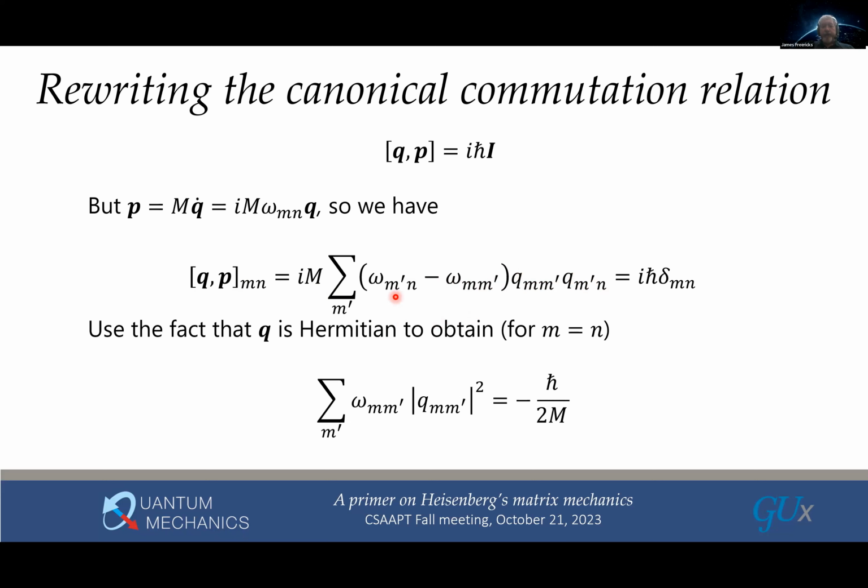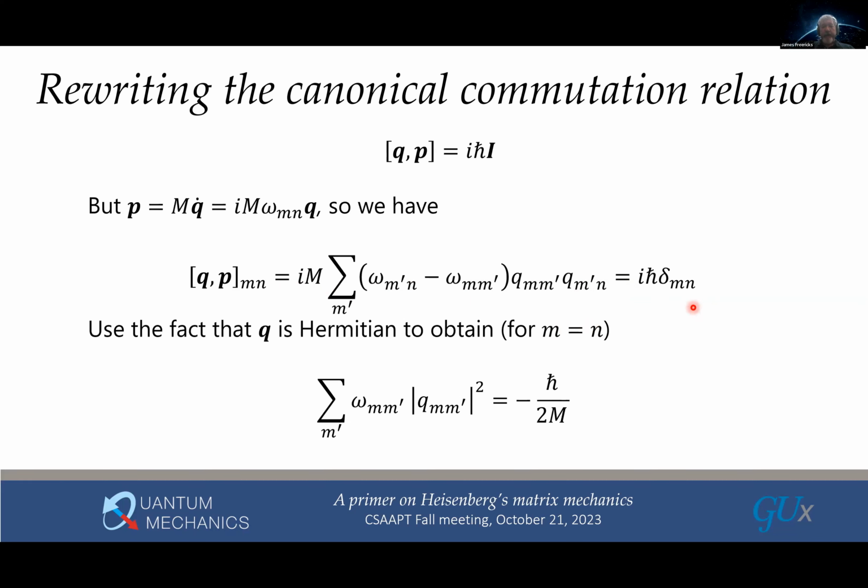Let me derive the first one for you so that you're clear on how that works. That's where q is first and p is second. So the q is m prime. Then I introduce the p, which is omega m prime n q m prime n. You see? And then the other term is what you get if you introduce it in the opposite order. All right, but we know what this is. It's i h bar delta mn.